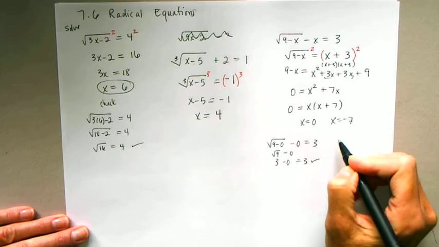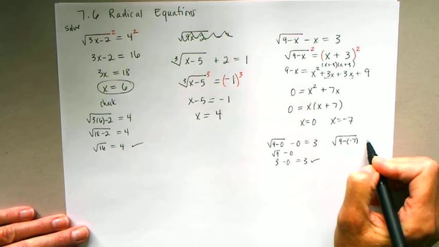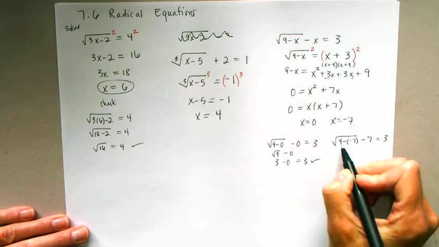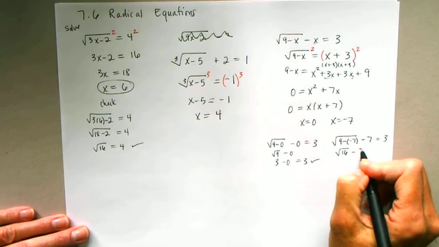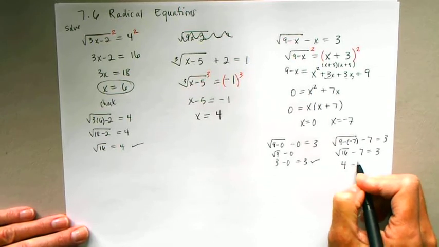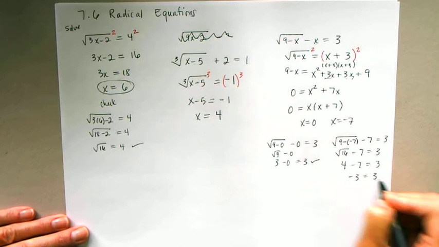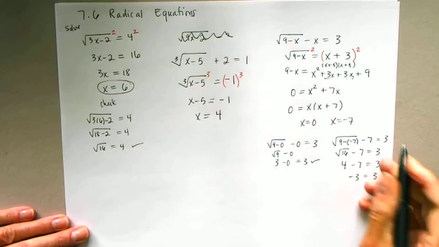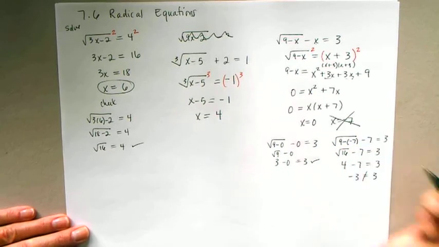But let's try negative 7. Let's see, I could have 9 subtract negative 7, minus 7, and we're going to see if that equals 3. So this is 9 plus 7, isn't it? So I have the square root of 16 minus 7 equals 3. 4 minus 7 equals 3. And you can see that that is not true. If the signs were different, it would be. But as it is, that is not true, which means this is not a solution.